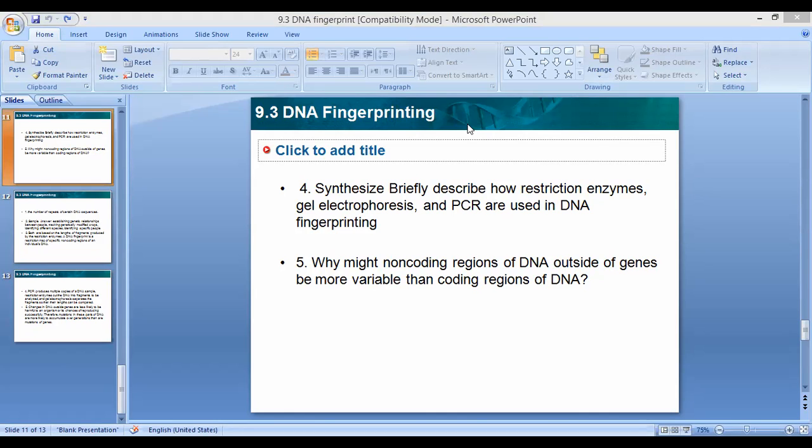Yes, miss. Yes Murad. Now gel electrophoresis. How do we use it in DNA fingerprinting? Okay, miss. Your voice is kind of lagging. Miss, I answer restriction enzymes. Lujain said restriction enzyme, then electrophoresis.